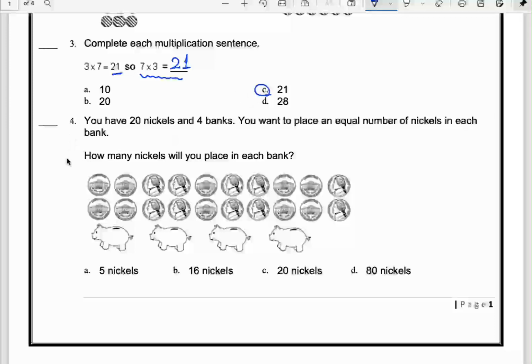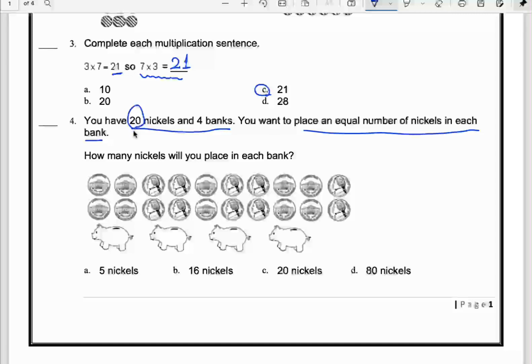For the next question, question number 4, you have 20 nickels and 4 banks. You want to place an equal number of nickels in each bank. How many nickels will you place in each bank? So, my heroes, here in this question, we need to repeat the number of nickels that we have, the 20. We need to repeat the 20, or we need to divide the 20. So this is division, not multiplication.